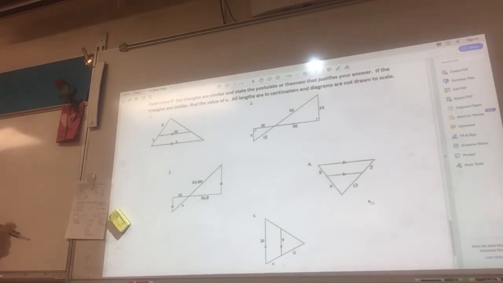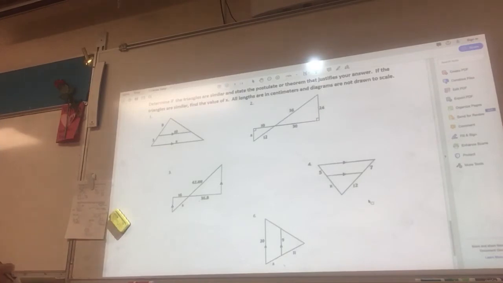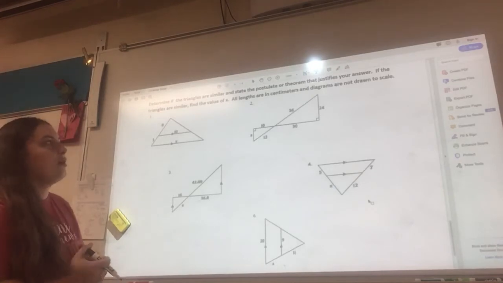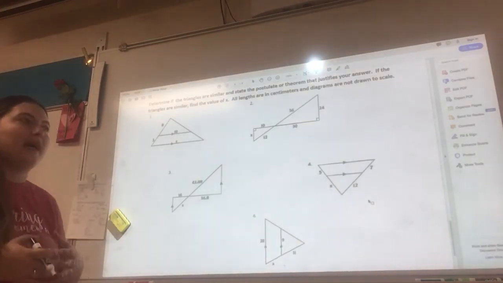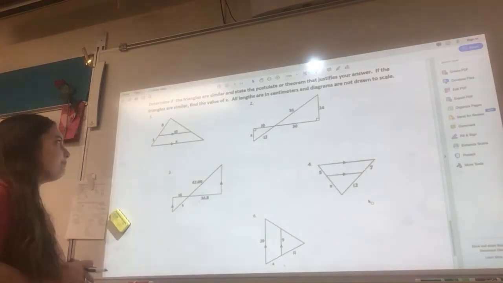We've got to determine similarity between postulates, and we got to justify our answers, and then we have to look for the value of x. Also, we have to understand that all lengths in here are centimeters, so that means we have a value for these units and we need to write them as units.